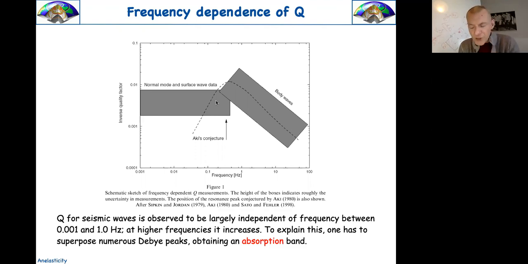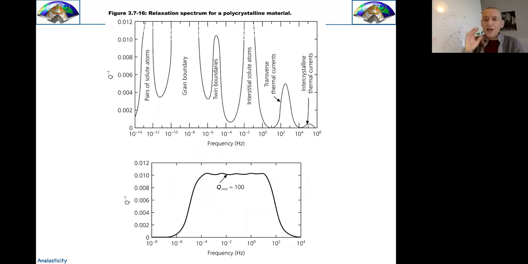Okay, taking care about this observation here, what has been suggested is that actually that absorption, not peak but band, can be associated to many different microscopic physical features, each of them, for example, defects in the crystal, transverse thermal currents, grain boundary, going to a mineralogical scale, all of this, they can be treated by different SLS. And if we put them together as a sort of a macroscopic view, we can create an absorption band whose Q value typically is 100.